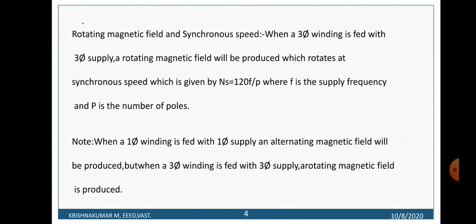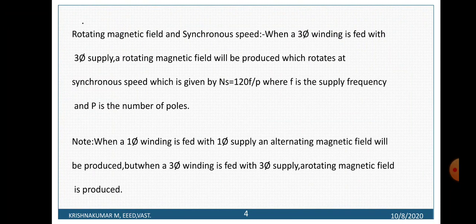Rotating magnetic field and synchronous speed. When we give three-phase supply to the stator winding of this motor, its stator consists of a three-phase winding. We have discussed the rotor of a squirrel cage induction motor.